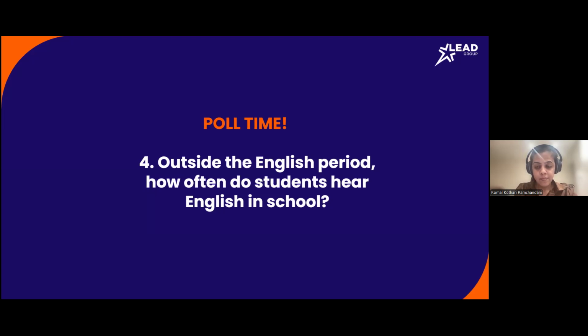Around 60% people have already participated. I'll just repeat the question once again. The question says, outside the English period, how often do students hear English in school? One option says frequently, in assemblies, conversations, and in activities. The next option says occasionally. The next one says rarely. And the last option is almost never. Most of our audience is choosing option one, which says frequently. We'll wait for 5, 10 more seconds and then end the poll. Requesting everyone to please participate and share your responses.